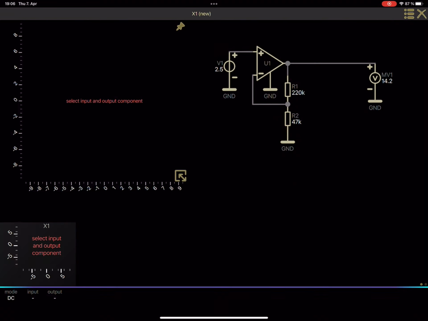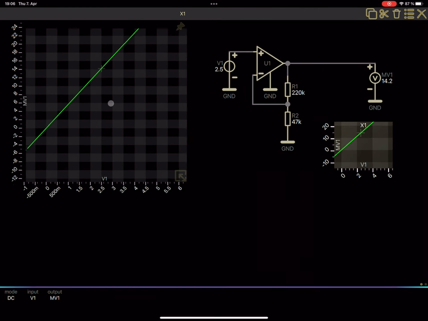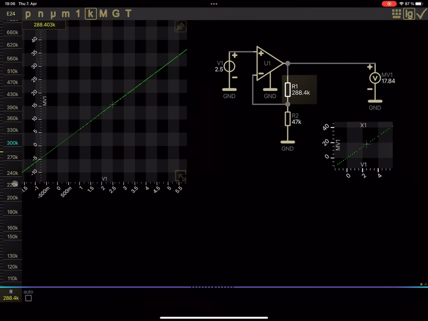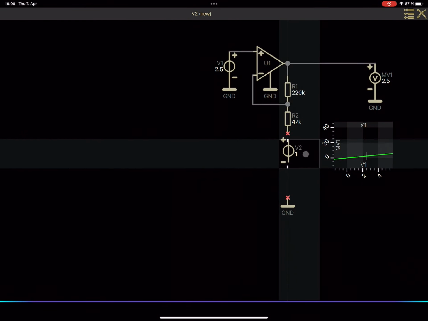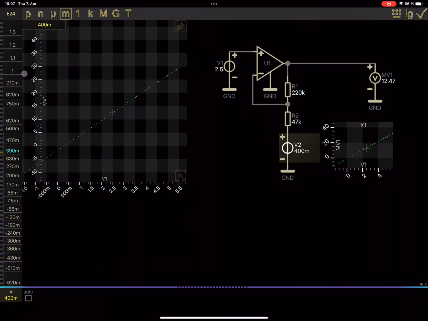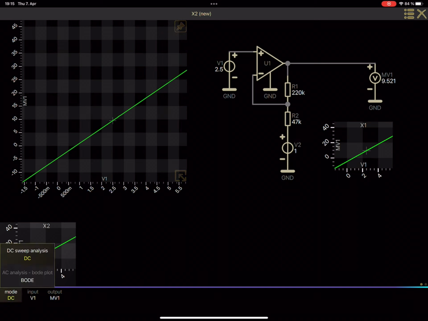Let's start with the most simple version of the non-inverting operational amplifier circuit and plot the DC transfer function. While the voltage gain is defined by the proportion of R1 to R2, we can add a voltage source in series to R2 to add an offset to the DC transfer function. To inspect the AC transfer characteristics, we can copy the DC sweep plot and switch to Bode plot mode.